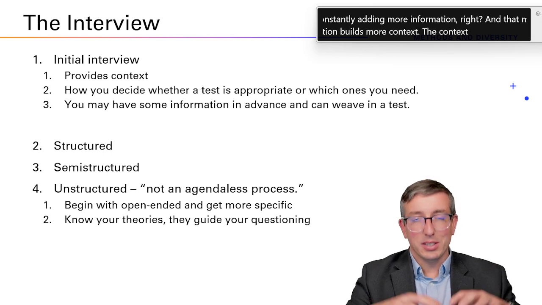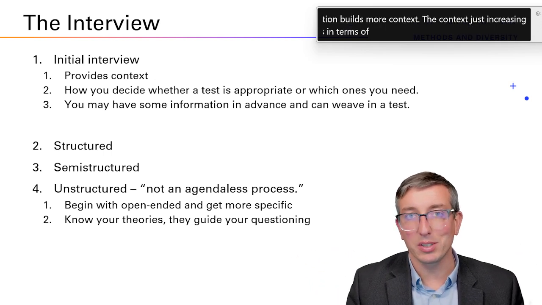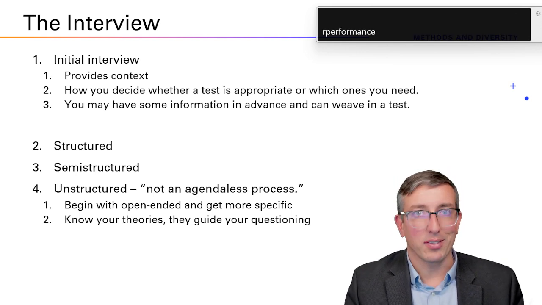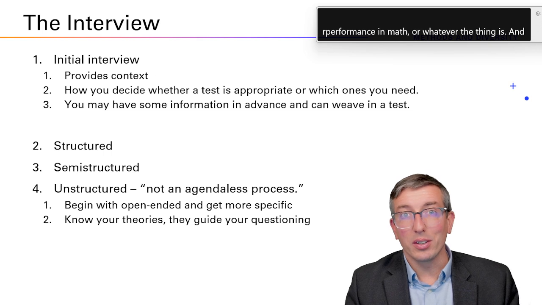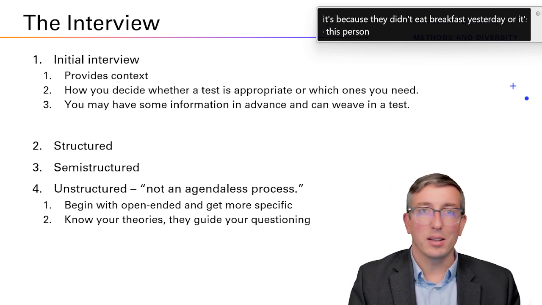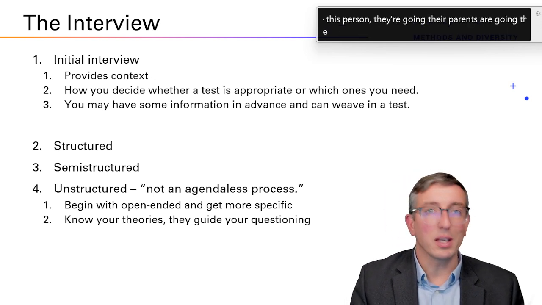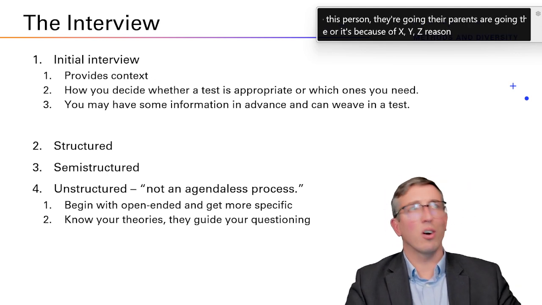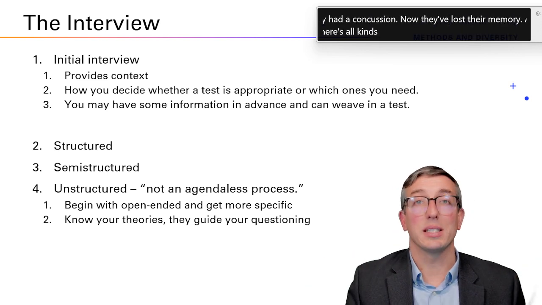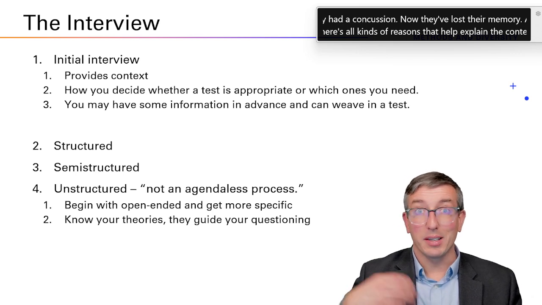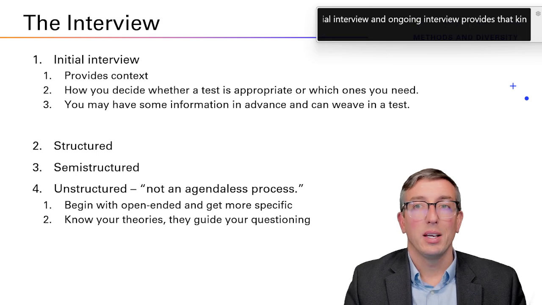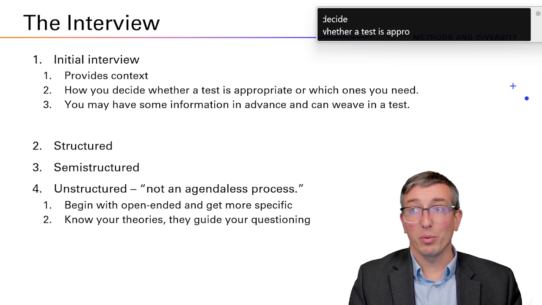The context just increasingly expands in terms of, like, this person has this clinical condition of anxiety or underperformance in math or whatever the thing is. And yet we learn, oh, it's because they didn't eat breakfast yesterday, or it's because their parents are going through a divorce, or it's because of XYZ reason. They had a car accident and they had a concussion. Now they've lost their memory, and just all kinds of reasons that help explain the context. So that initial interview and ongoing interview provides that kind of context. How do you decide whether a test is appropriate or which ones you need?